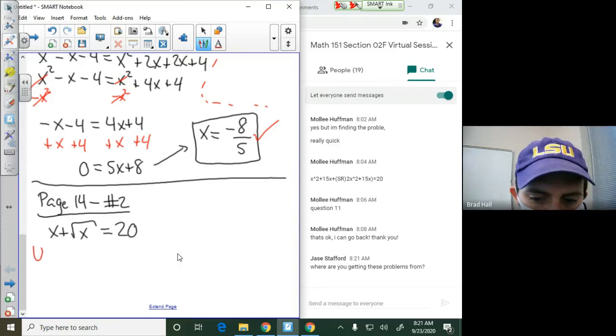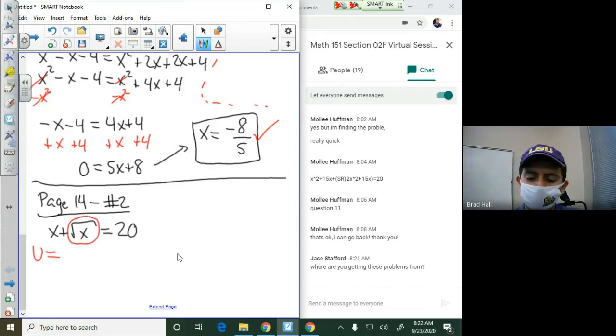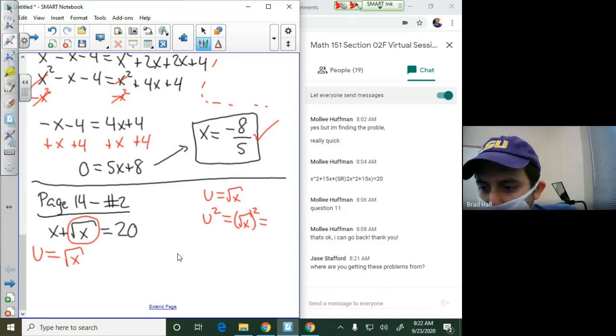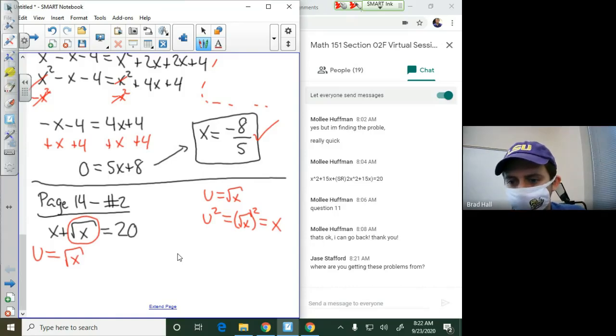because generally the middle term gives you a good idea as to what your U is. And then off to the side, to just confirm that this is a good choice, U is equal to the square root of X. What happens if you square both sides? Well, you get a square root and a square, which cancel, and you just get an X. So then you get that U squared is equal to X. Well, that takes care of this X right over here. So it works out perfectly.